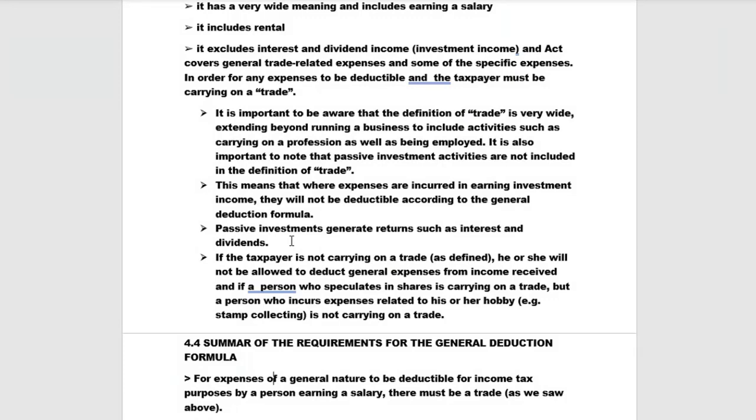What if the taxpayer is actually not carrying on a trade? He or she will be allowed to deduct the general expenses from the income received. And if the person speculates in shares, that is carrying on a trade, but a person who incurs expenses related to his or her hobby, so stamp collecting is part of the example there, is actually not carrying on a trade.